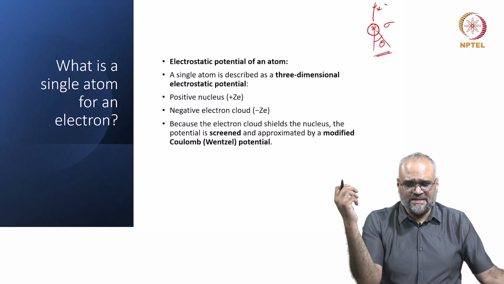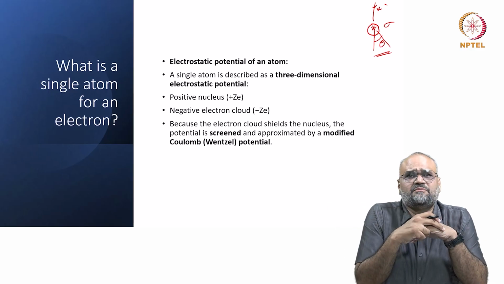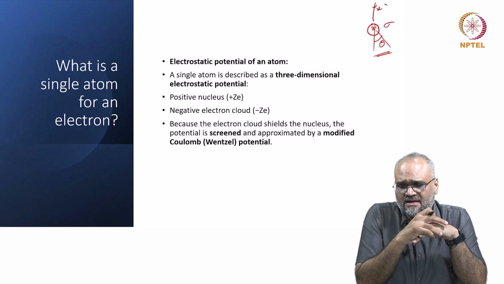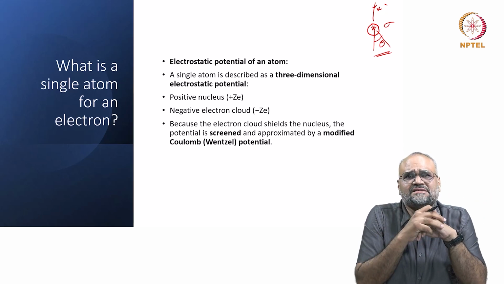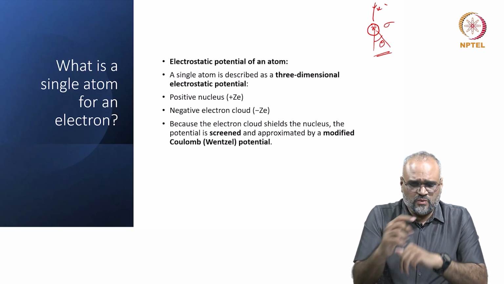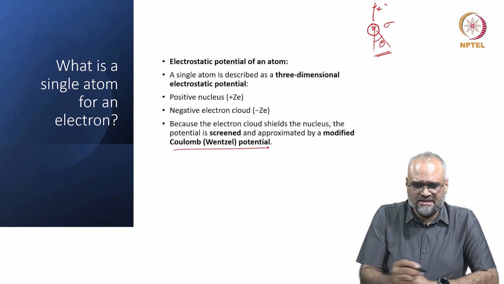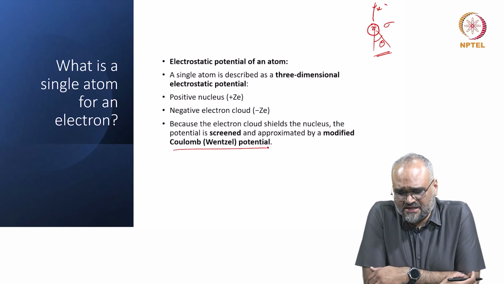Now, because the electron cloud is shielding the nucleus, the potential that the incoming electron sees with respect to the nucleus is screened, and you can approximate it with what is called the Coulomb or the Wenzel potential. So, what exactly is this Wenzel potential?